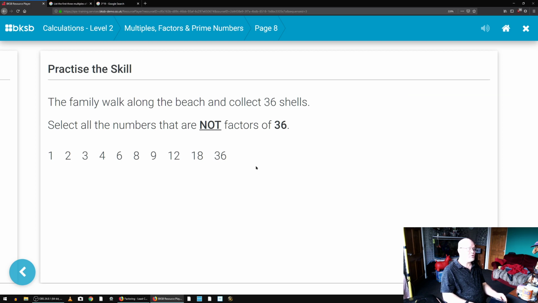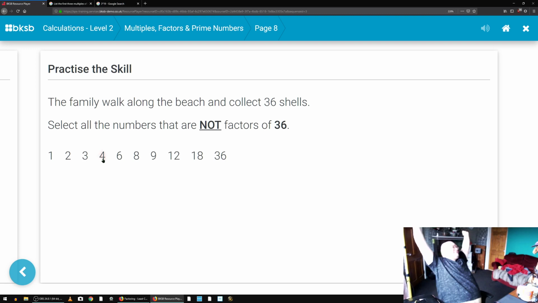The family walk along the beach, right? They get 36 shells. Select all the numbers that are not factors of 36. Well, 36 is a factor, so that counts. 1's a factor, 2's a factor. So it's got to be, see, an odd number. 3 times 30 is a factor. 4, 8, 12, 16, 24, 28. Oh, do I need a calculator?